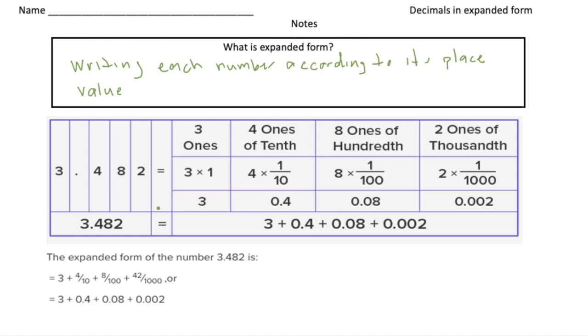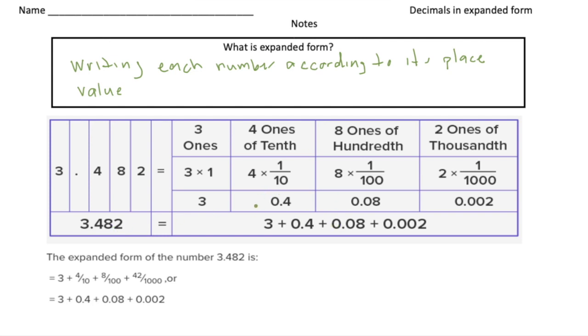All right, so here's a couple examples. So here we have the number 3 and 482 thousandths. And notice what's happening here, okay, it's being broken down by its place value. So notice that we have 3 groups of ones, and then 4 groups of 1/10ths, 8 groups of 100ths, and then 2 groups of 1,000ths. Okay, so it's 3 times 1 plus 4 times 1/10th plus 8 times 1/100th, and then plus 2 times 1/1000th. And when we add up all these numbers, that's how we get our original. Okay, so we're just expanding it.